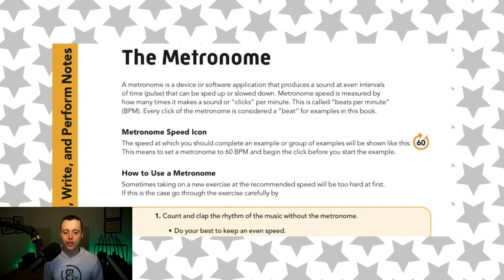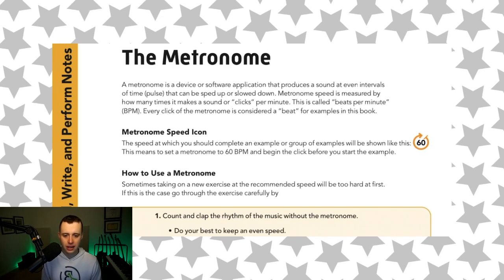In this lesson, you are going to learn about and understand how to use a metronome. Now, a metronome is a device or software application that produces a sound at even intervals of time. Well, what does that sound like? Sure enough, that's a pulse. Now, the thing about a metronome is you can actually speed it up and slow it down. You can change the speed of the pulse, but it's always going to generate a completely even pulse.